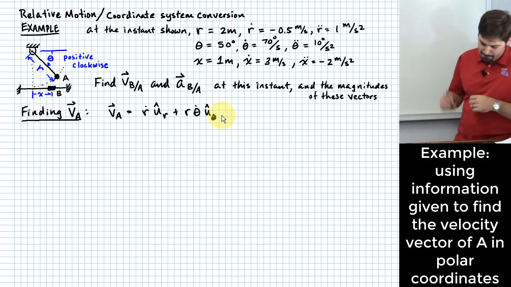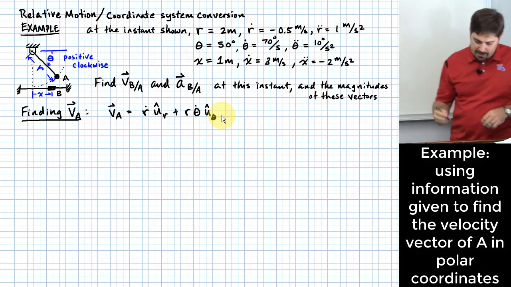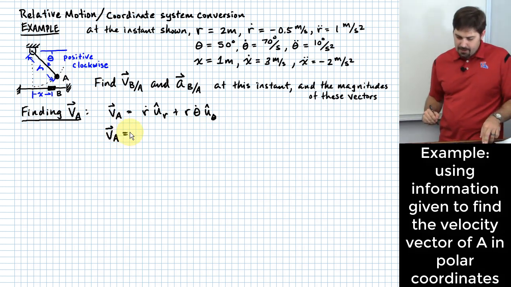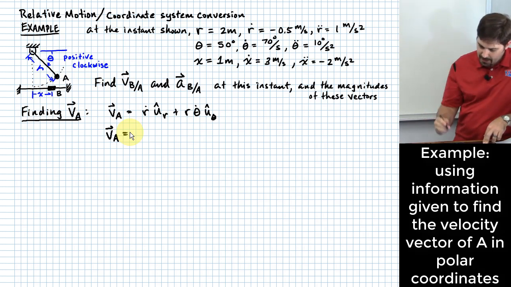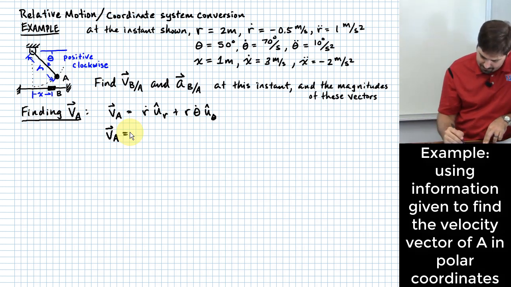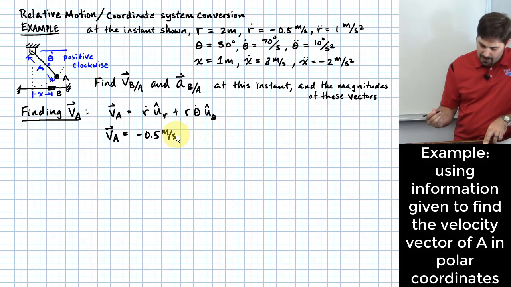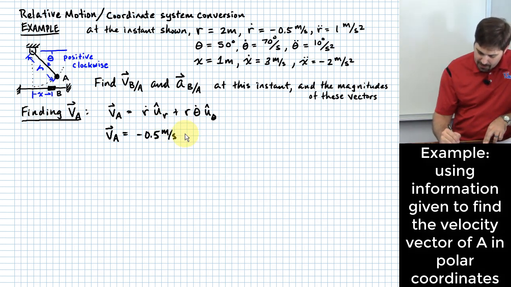Okay? So what should we plug into that? r dot is negative 0.5 meter per second. So that one's actually pretty easy. That is multiplied by this unit vector in the radial direction.